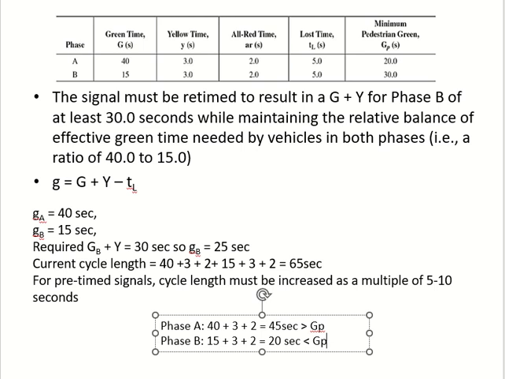Now how do I change this? I want it to be how much? At least 20? Yes, 20. 30. So I want the phase B total time to be at least 30, right? So 30 equals GB plus 3 plus 2. The yellow and all red I will not change. So this means what? GB equals to what? Clear?